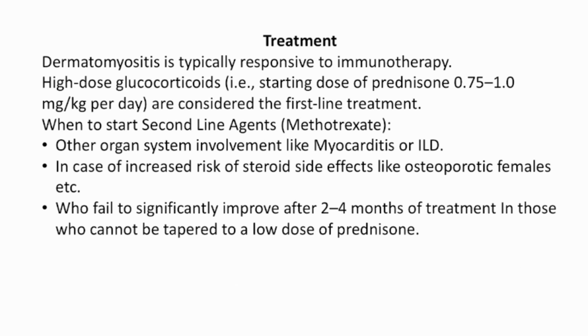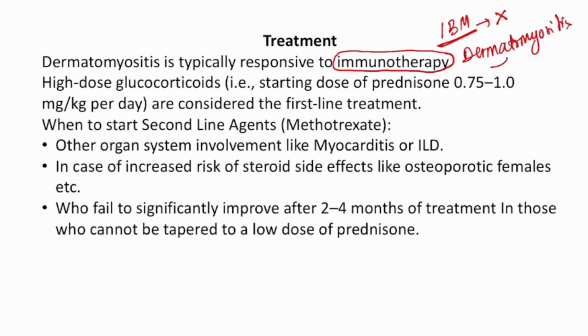How will you treat these patients? Very important, they are responsive to immunotherapy. In the previous video, we discussed inclusion body myositis, IBM. In that kind of myositis, it was not responsive to immunotherapy. But very important to understand that dermatomyositis is responsive to immunotherapy. We give prednisolone 0.75 to 1 mg per kg per day. It is the first line of treatment.